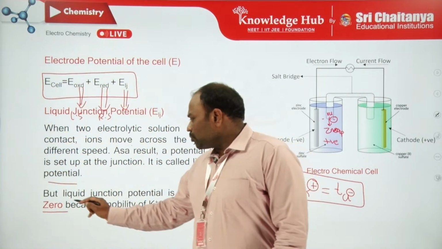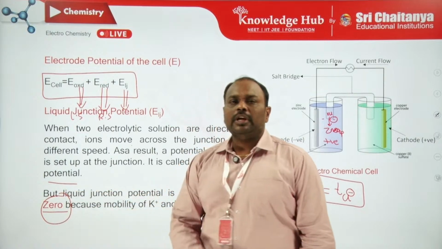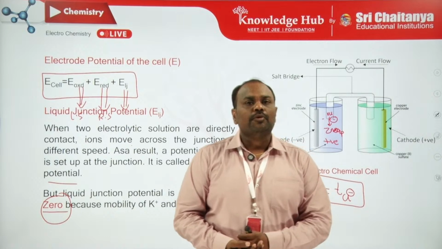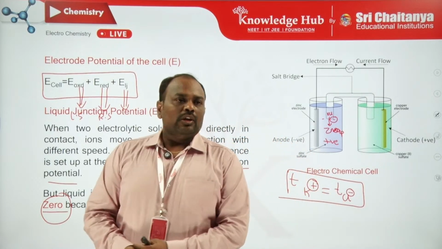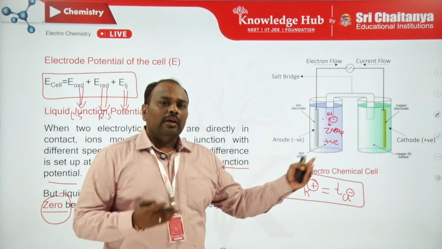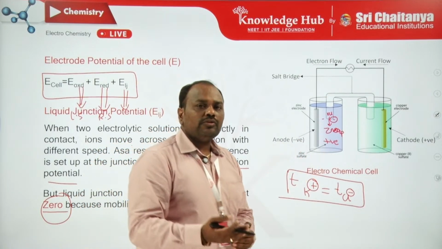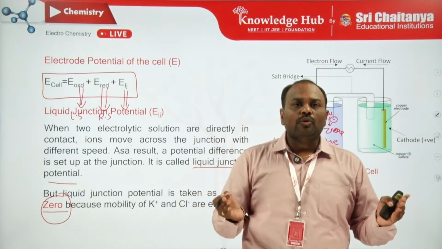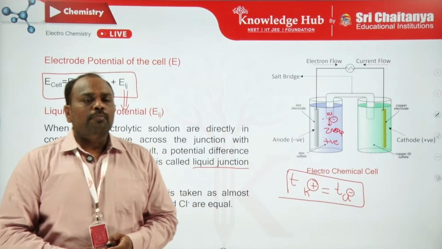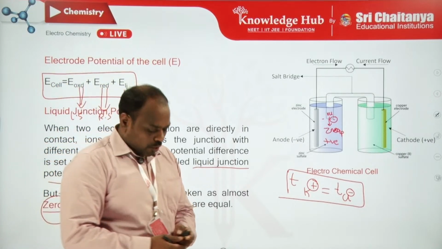Why is the liquid junction potential value taken as 0? Because the transport number of K plus ion is equal to the transport number of Cl minus. So if the potential developed on the left side is, suppose, a positive value, on the right side what happened? The same value is generated with the opposite sign. So that means the total value became 0. So the liquid junction potential value is taken as 0.